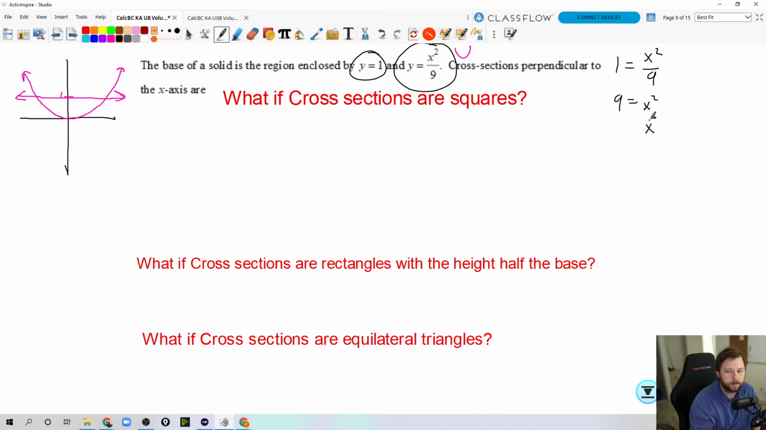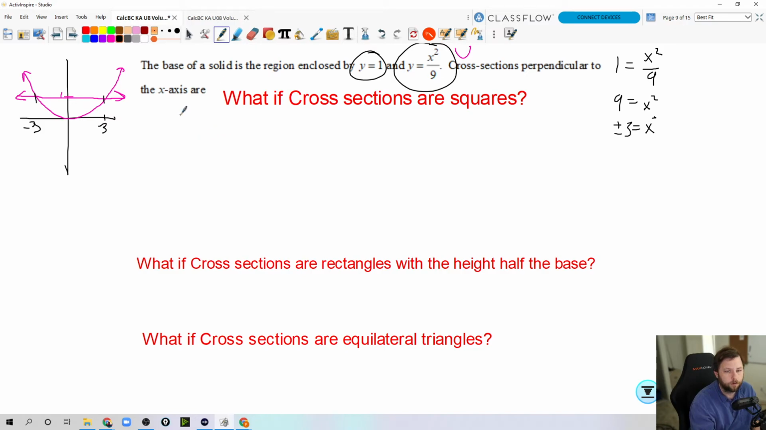And so for x, we square root both sides. x equals plus or minus 3. So that's negative 3, and that is going to be positive 3. All right, set them equal to each other. It'll tell you where they intersect.